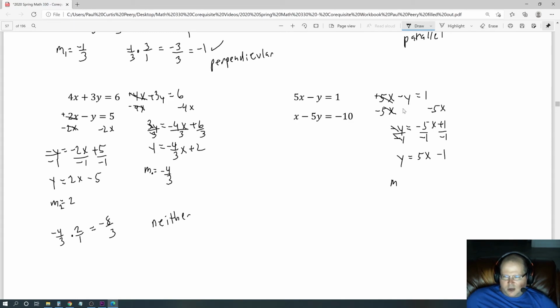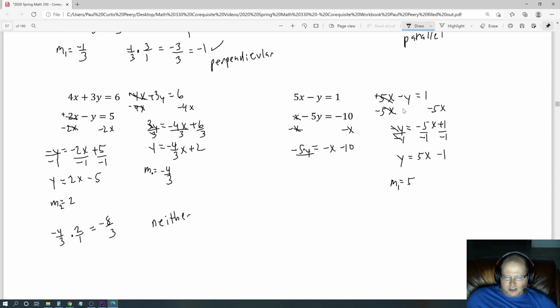Okay, now we have a slope of 5. And to differentiate it from the other slope that's coming, I'm going to label that as slope number 1 from the first equation. Okay, so let's find the other slope. So I'm going to get rid of this positive x by subtracting x. Whatever I do to one side, I do to the other. That gives me negative 5y is equal to negative x minus 10.